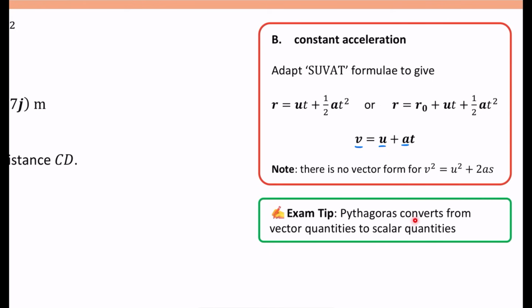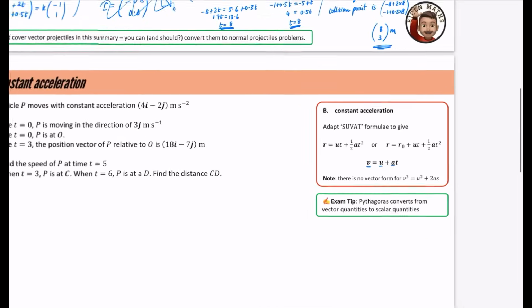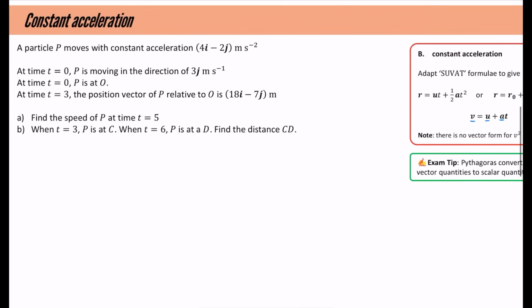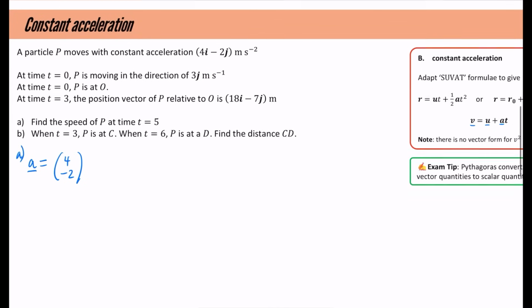A little exam tip here. If you want to convert from a vector to a scalar, we remember from normal maths that we just use Pythagoras to do that. So, big clue in the question, it is constant acceleration. I'm immediately going to write that down, that the acceleration here is 4 minus 2. And it tells us that when t is equal to 0, p is moving in the direction of 3j.